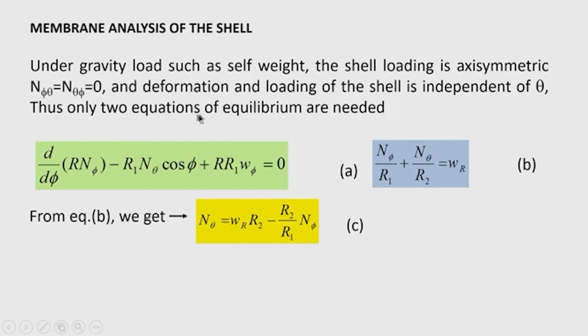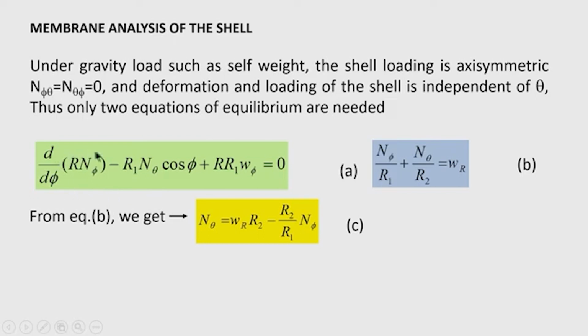So, thus only two equations of equilibrium are essential to find the unknown quantities, that is n phi and n theta. The first equation is d by d phi of r n phi minus r 1 n theta cos phi plus r 1 w phi. R 1 is the first principal radius of curvature. Here in this example we have taken the symbol R 1, so capital R 1 has to be replaced by symbol r 1. This is the general equation we derived earlier and we are referring to it to obtain the membrane stresses n phi and n theta.